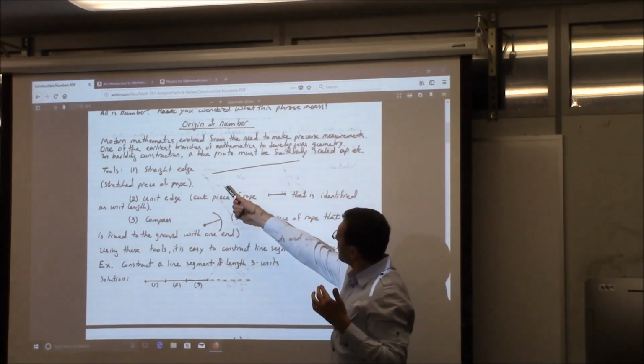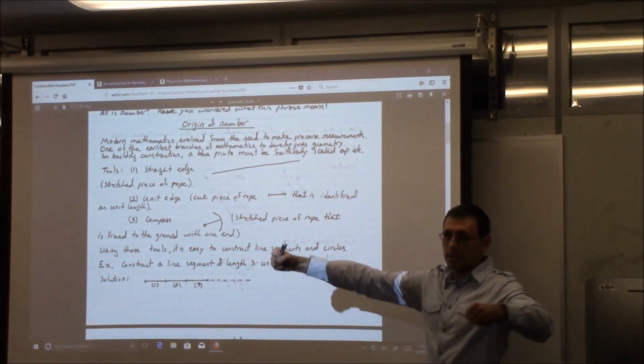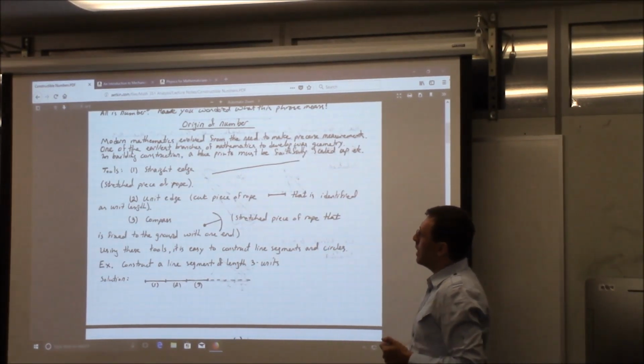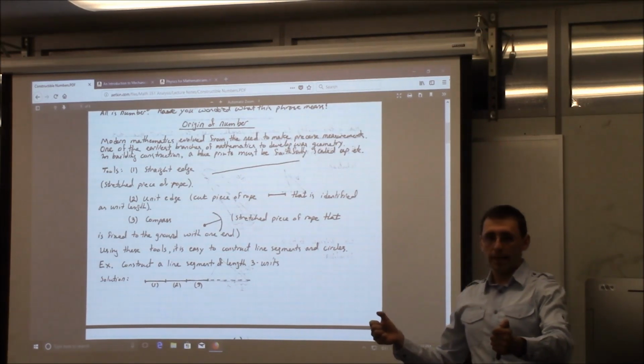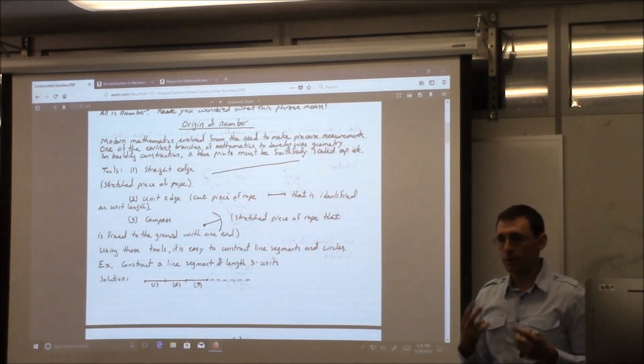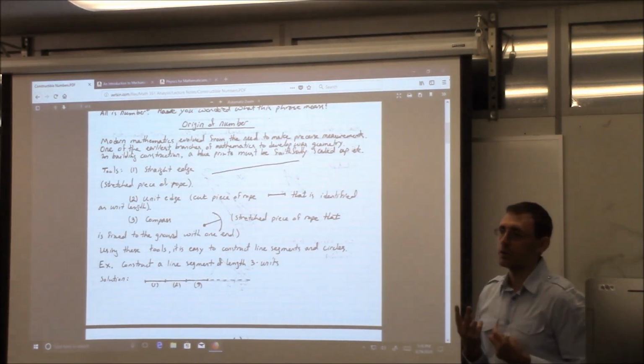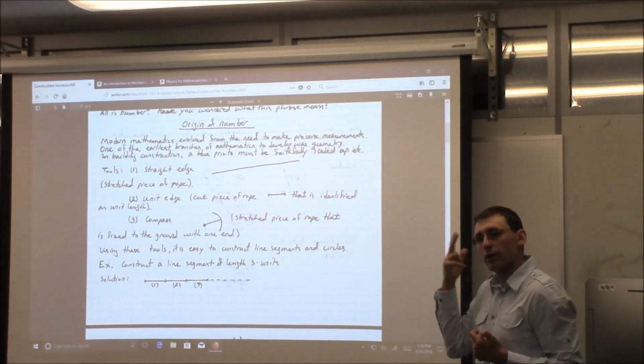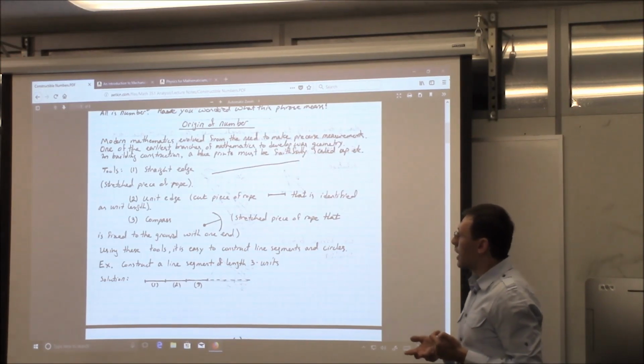So you have a length of rope, you can just keep it straight, and this way you have a straight edge. And by pinning the rope in the ground, you can draw circles, right? So they had very primitive tools. Those are called straight edge and compass constructions. And using those tools, you can kind of even come up with your own arguments, right?